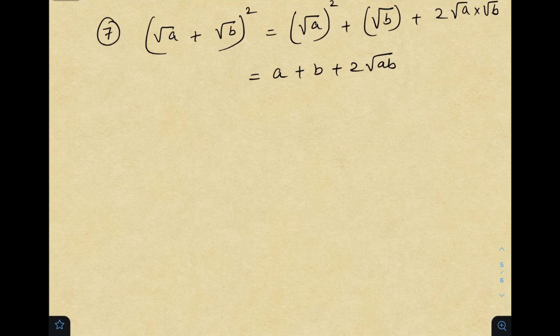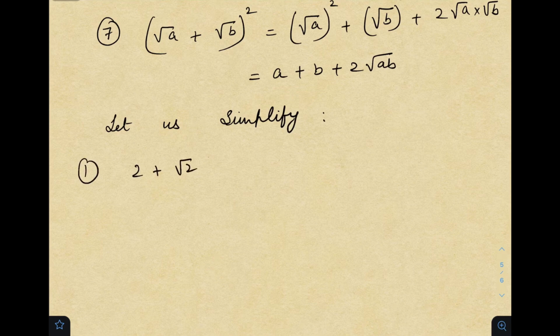We have learned various rules here and we will use them now to simplify some expressions. First one is 2 plus root 2 multiplied by 3 minus 2 root 2.